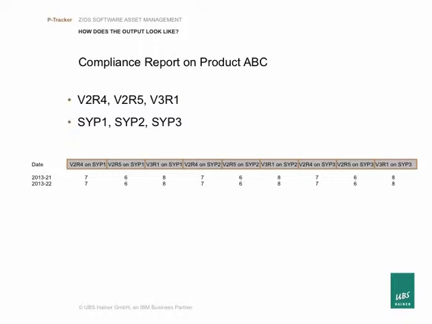Here we have a product. Let's call it ABC, in 3 versions. Version 2, Release 4, Version 2, Release 5, and Version 3, Release 1. Version 2, Release 5 is the current release that we pay for. Release 4, let's say, is free, as well as Version 3, Release 1, because it's still under test.